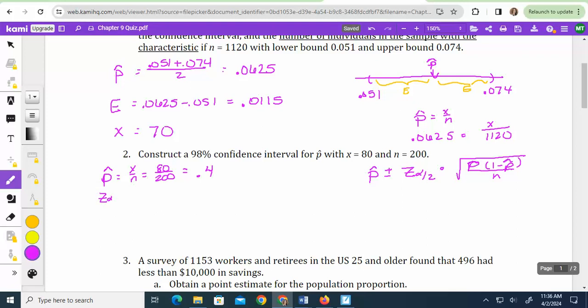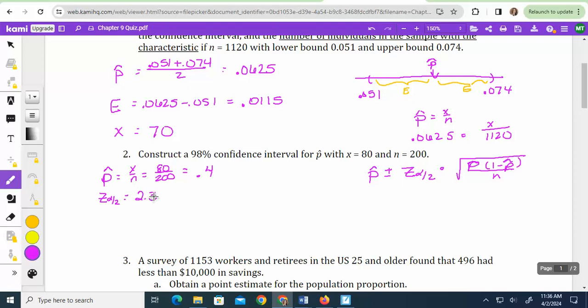Okay, then we need the z alpha over 2. So remember, if there's 98% in the middle, how much is left for the ends? 1% on each side. So we have to look up when our area is 0.99, so 99% below. And so we're looking inside the table to the closest we can get to 0.99. So that would be 0.9901, and that is at 2.33.